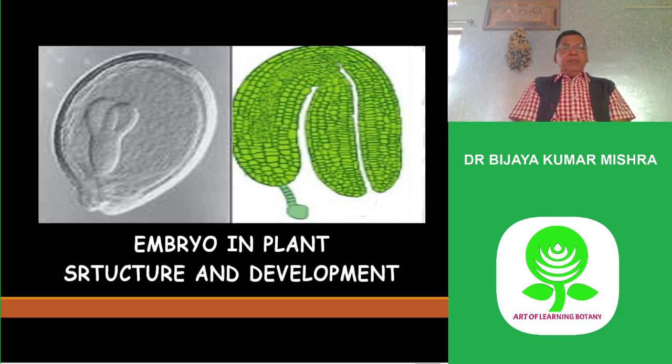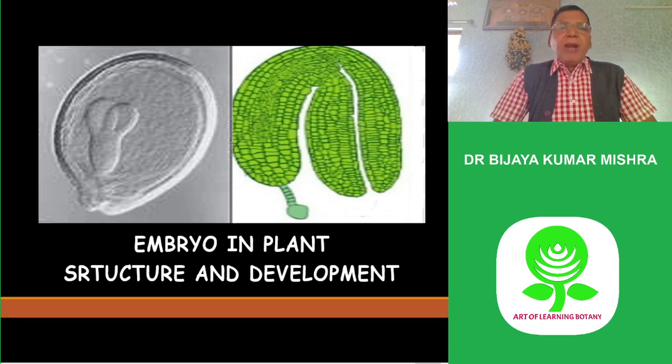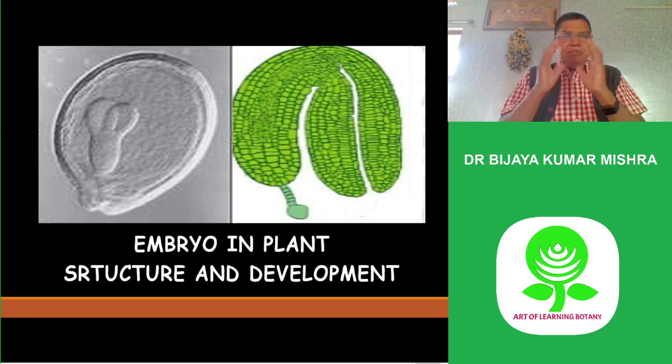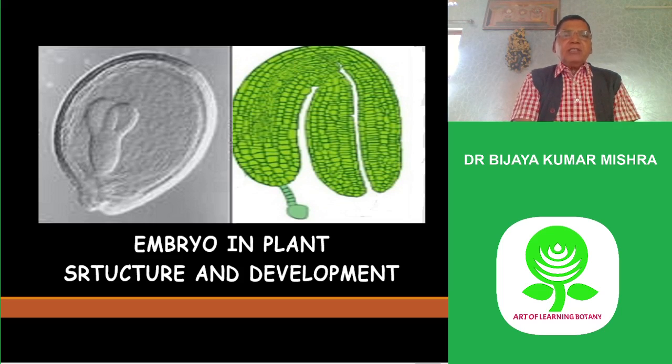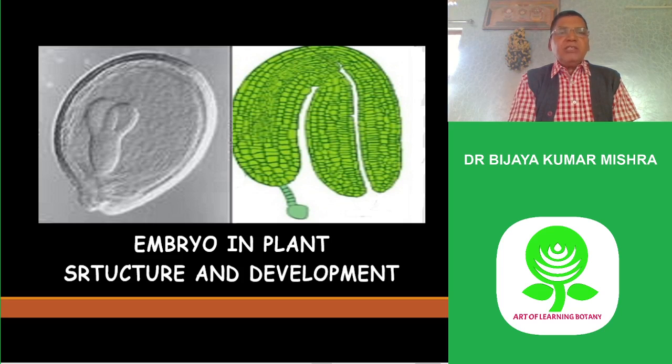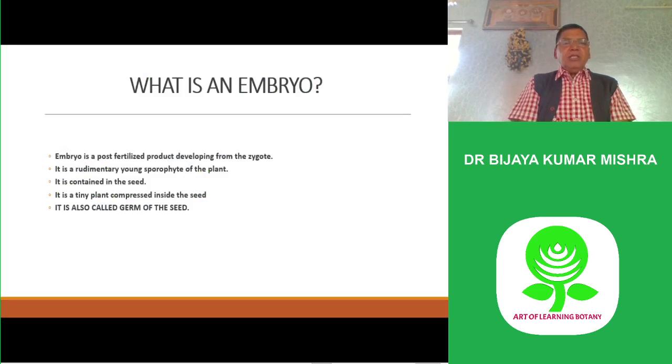Now what is an embryo? Embryo is a post-fertilized product that develops from the zygote inside the ovule. It is a compressed tiny plant packaged inside the ovule or inside the seed. Some say it to be the germ of the seed. Right. Now, let us see the structure of the embryo.